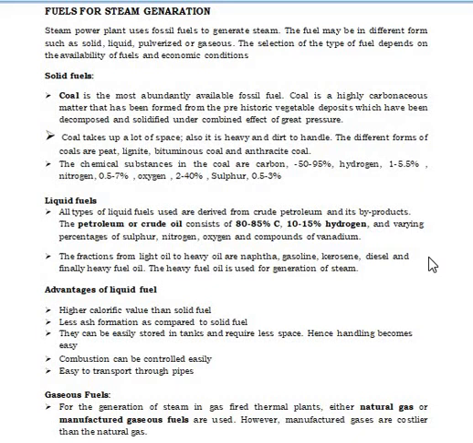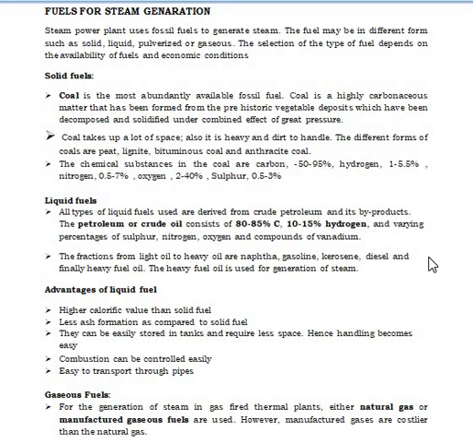So today we'll be discussing energy engineering. We'll be discussing fuels for steam generation. A steam power plant uses most probably fossil fuels to generate steam. The fuel may be in different forms such as solid, liquid, pulverized, or gases. The selection of the type of fuel depends upon the availability of fuels and economic conditions.